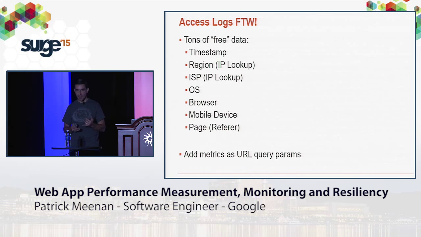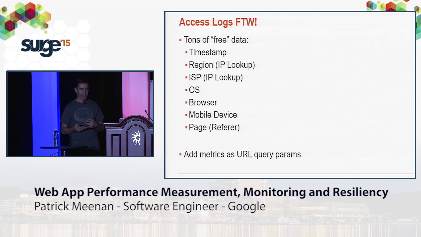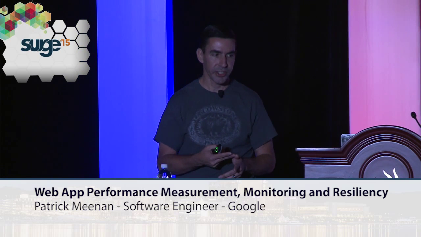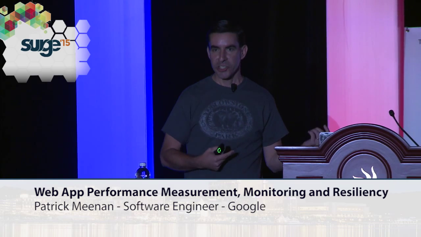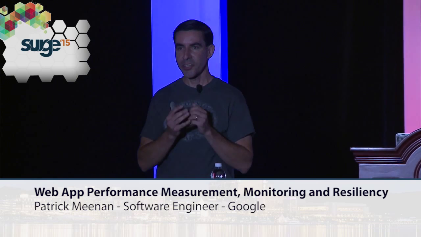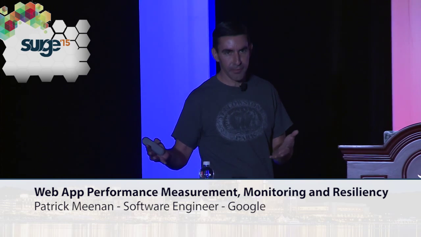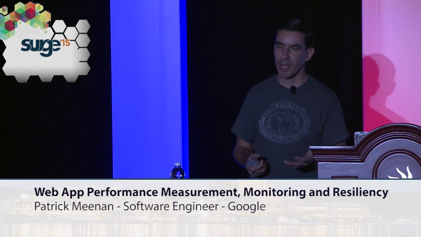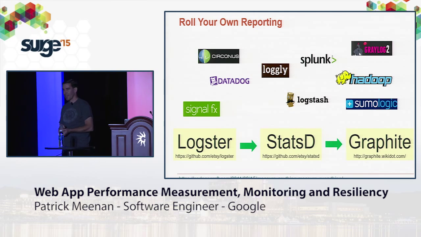Right? You get when it happened, where it came from if you're doing reverse lookups on the IP addresses, and also the ISP it came from. The operating system and the browser that was used all come from the user agent string, as well as whether it was a mobile device, and what page they were browsing. So you get all this stuff for free in the access logs, and then you just add all of the measurements that you care about on top of that. And then all of a sudden, you've got a fairly rich measurement platform. You can roll your own at that point.